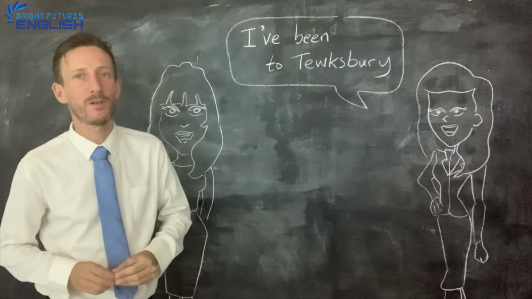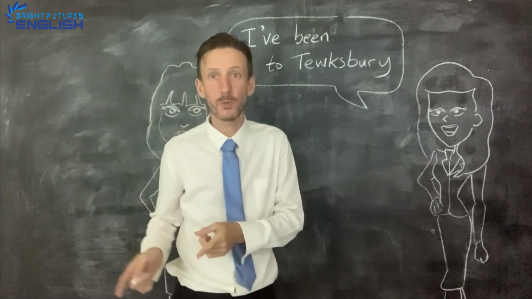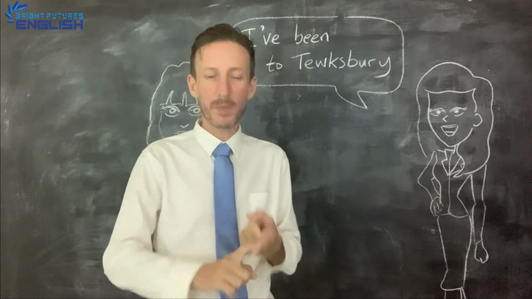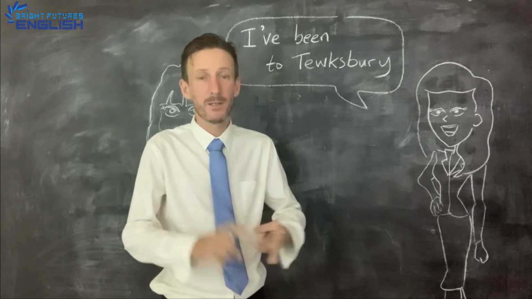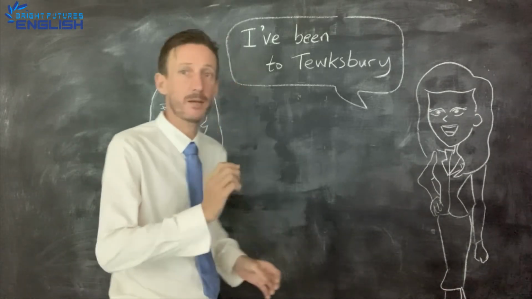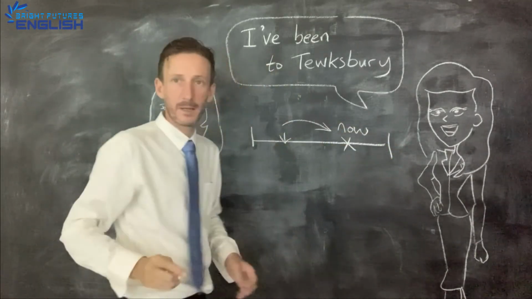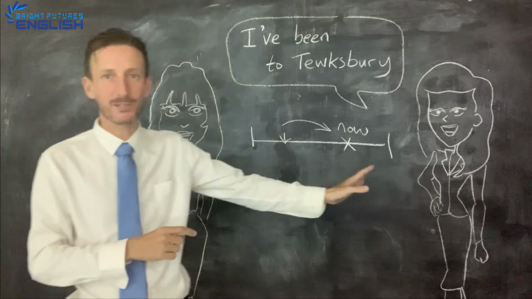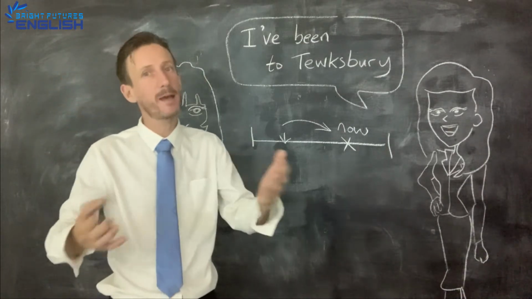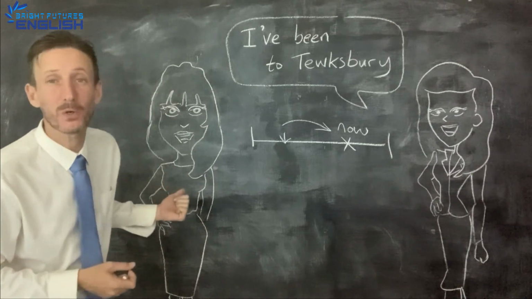Helen mentions the town of Tewkesbury, and at some point in the past, Jenny went to Tewkesbury, maybe more than once. We don't know. It's not important how many times she went, when she went, who she went with, or why she went there. What's important is there is a link to the present. It's a signal to Helen that Jenny has knowledge about the town of Tewkesbury, and they can have a conversation and share their experiences about the town if Helen wants to talk about Tewkesbury.